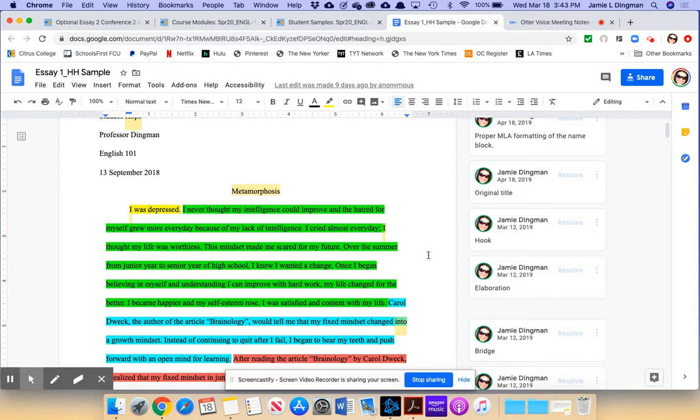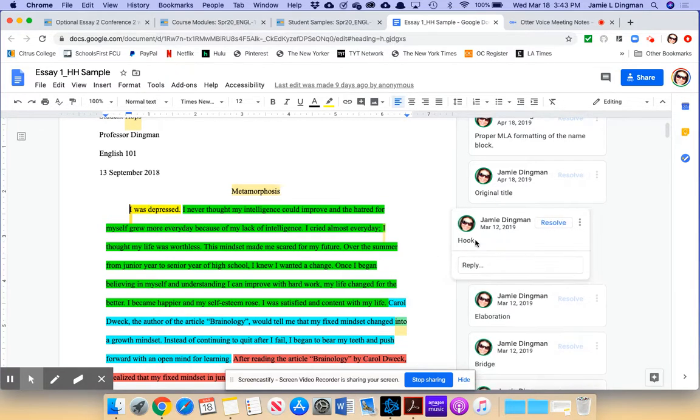This is called a hook, okay? And a hook is the sentence that starts off your essay. It's supposed to hook in the reader. It's supposed to grab their attention. And this, it's just 3 words, I was depressed, but it makes me want to know more. Why were you depressed? What was going on? Especially paired with that title, Metamorphosis, right? It makes me think of something changing. So I want to know what happened to this person. So that first sentence is called a hook.